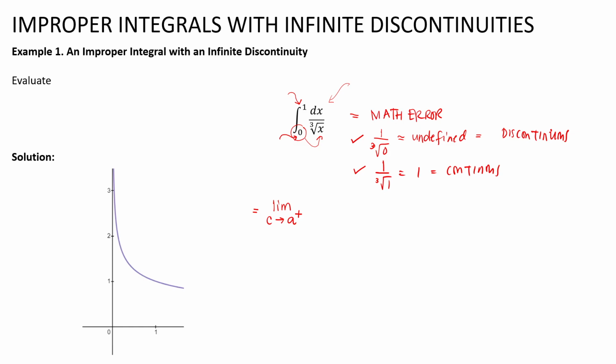Values greater than 0 are included, but 0 is not included. That's why it's a plus, a on the right side of a. Then the limit of a to 1, dx all over the cube root of x.